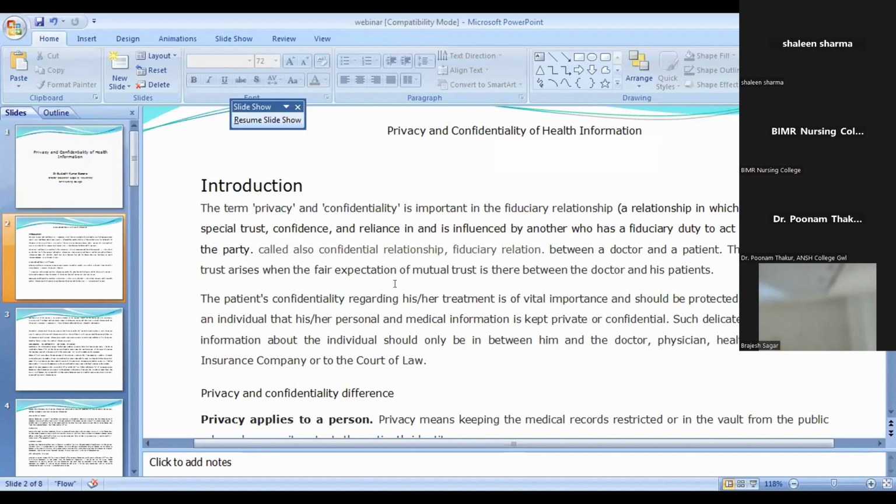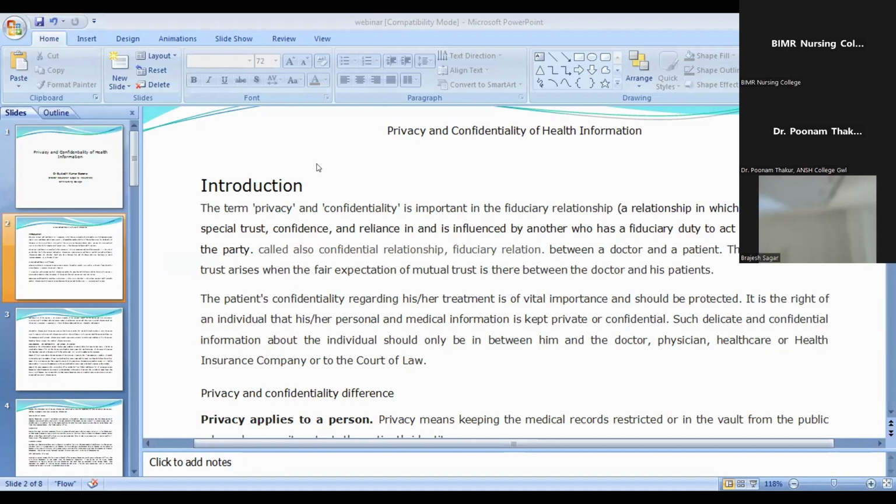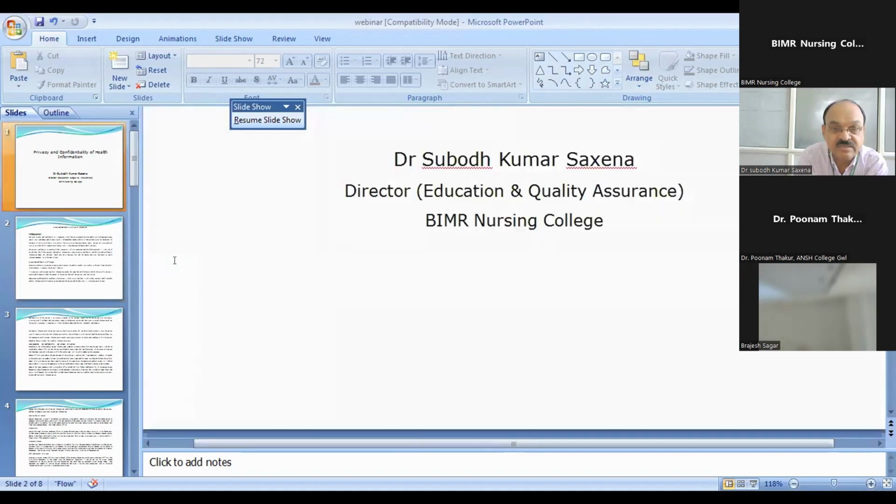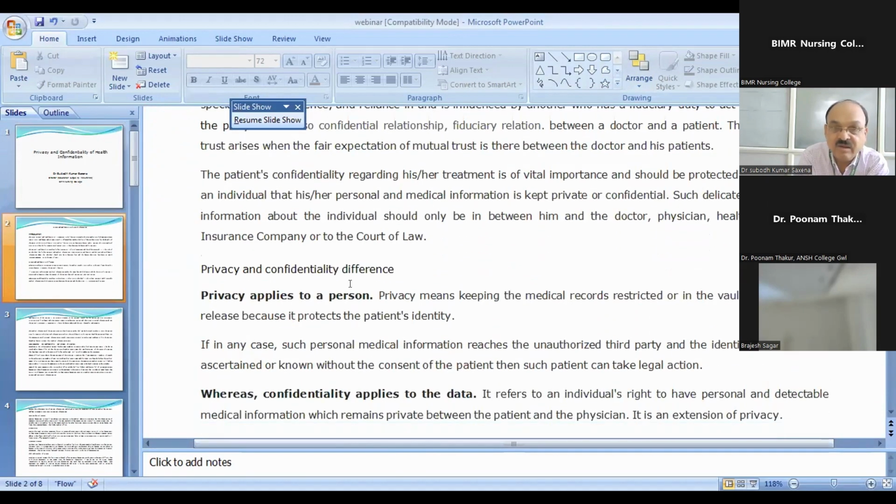And confidentiality, also called a confidential relationship, is the fiduciary relation between a doctor and patient. The relationship of trust arises when there is a fair expectation of mutual trust between the doctor and his patient. The patient's confidentiality regarding his or her treatment is of vital importance and should be protected, as it is the right of the individual that his or her personal or medical information is kept private or confidential. Such delicate and confidential information should only be between him and the doctor, physician, healthcare or healthcare insurance company, or the court of law.